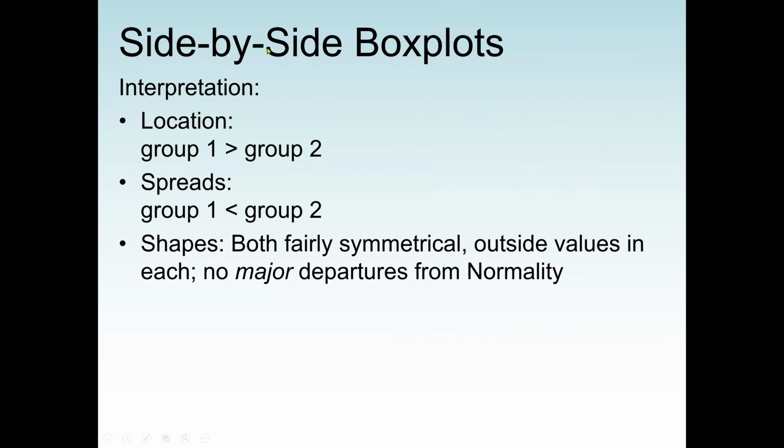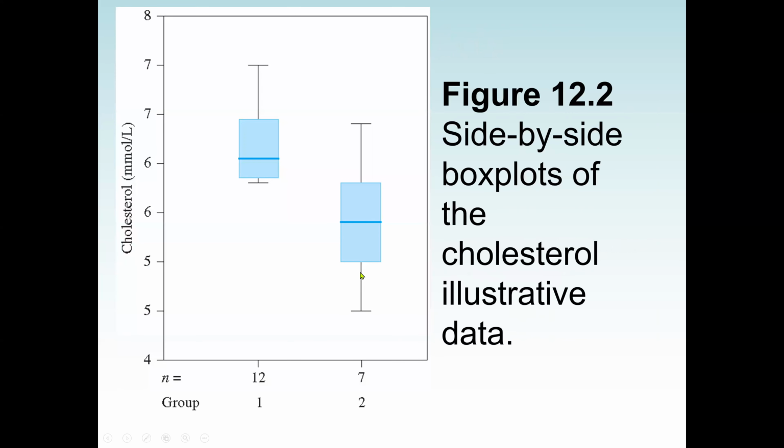So we say the side-by-side box plot location, which will be, again, the mean. So we say group 1 is greater than group 2, as we said. The spread, we see that the group 1 box is very small, so the spread will be lesser for group 1 than group 2. But both are fairly symmetrical, with no outside values in each, no major departure from normality, and there are also no outliers in the data.